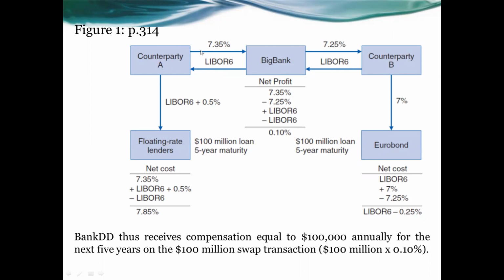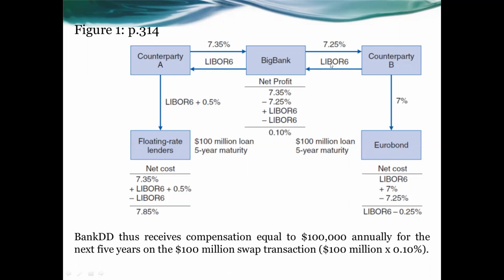So in the first year, trader A will pay 7.35% interest out of this $100 million loan, and he receives the LIBOR rate from the bank at that time, right? As a result, the actual interest payment here is 7.85%, because additionally this 0.5% he needs to pay for his loan, because he obtained the loan at LIBOR plus 0.5%.